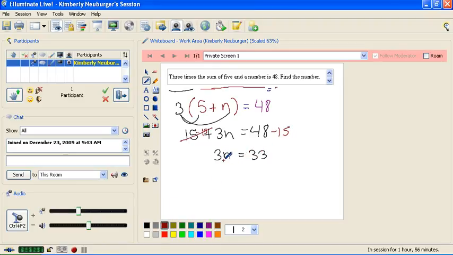Now to move the 3, since it's being multiplied by the n, we're going to divide both sides by 3, and the number ends up being 11.